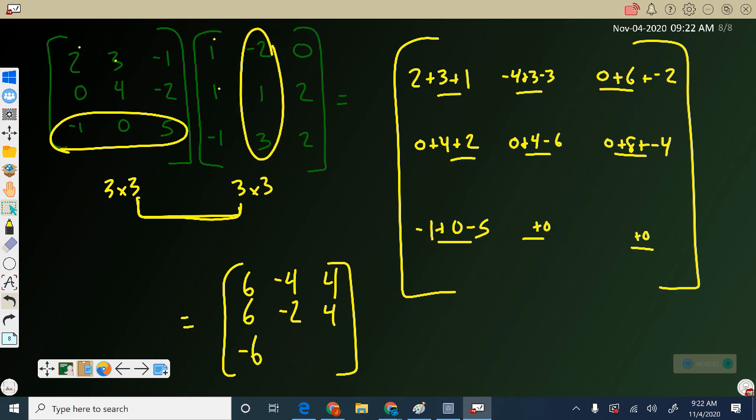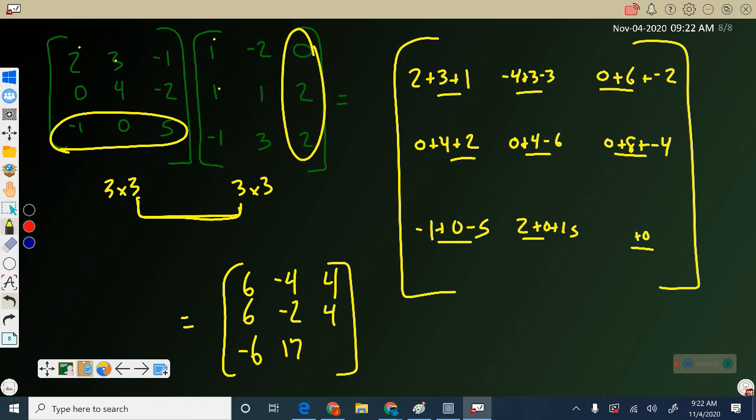It will be. -1 times -2 is positive 2, plus 0 times 1 is 0, plus 5 times 3 is 15. So we actually get a big number there, 17. And then when I go to my last column, -1 times 0 is 0, plus 0 times 2 is 0, plus 5 times 2 is 10, so that final number is 10. There's your final answer. One step at a time, one row and one column at a time, to get your answers.